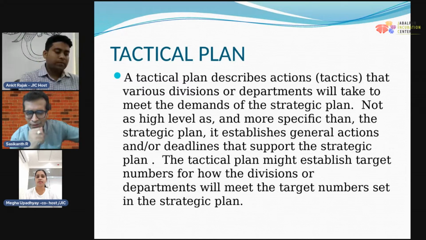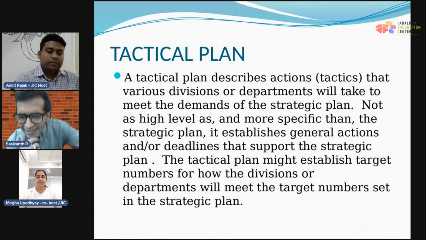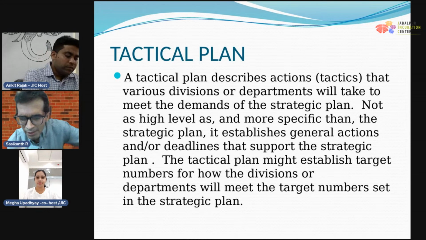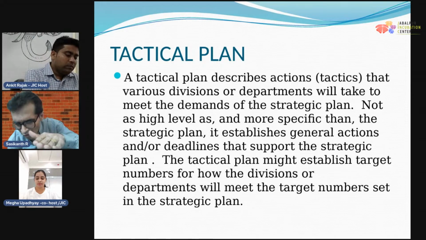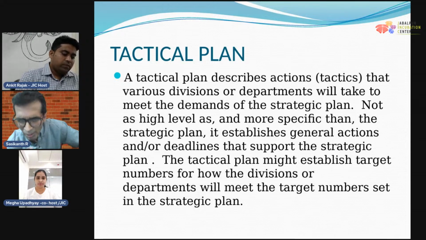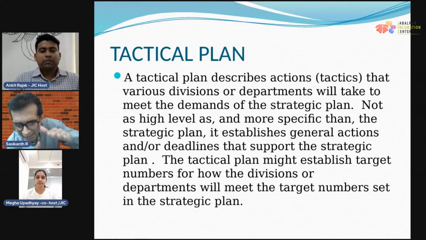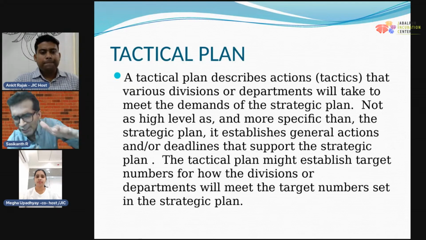So coming to the tactical plan. What is exactly a tactical plan? Tactical plan is the broad actions that a company or the different departments will take. For example, as I told you, once you have a marketing department, then what are the different marketing activities that the company will be doing? One, two, three, four. So those we need to list down.